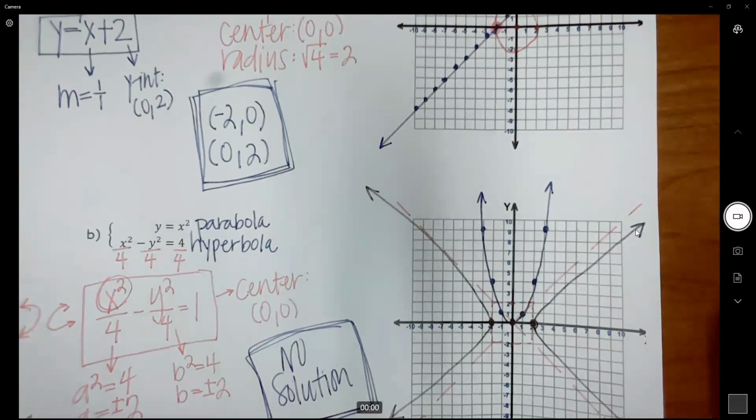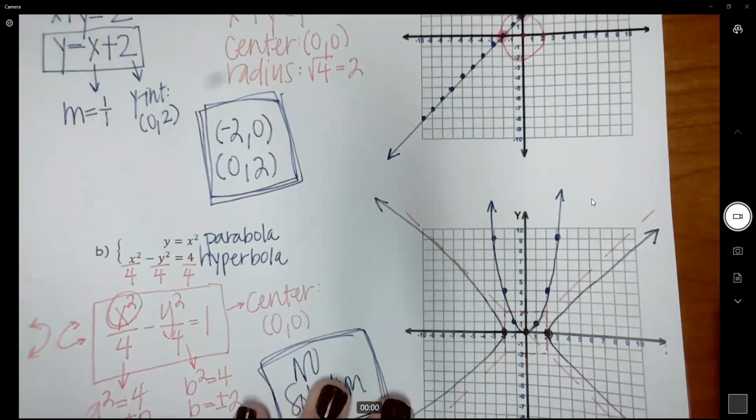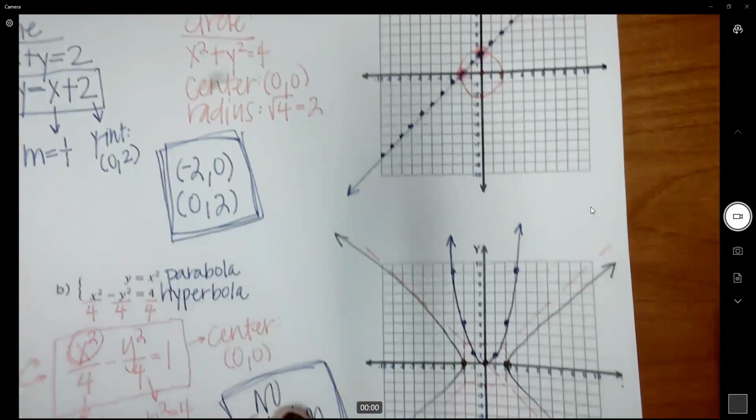Okay, so those are some examples of graphing. MyMathLab is going to ask you to solve some of these by graphing.